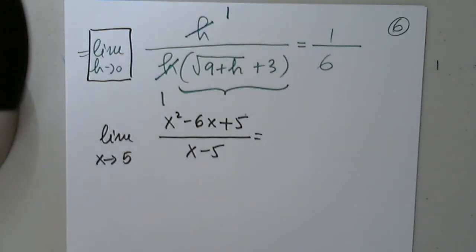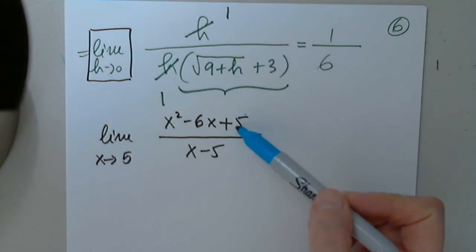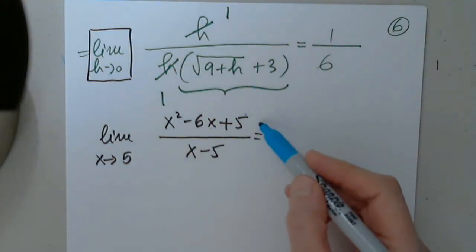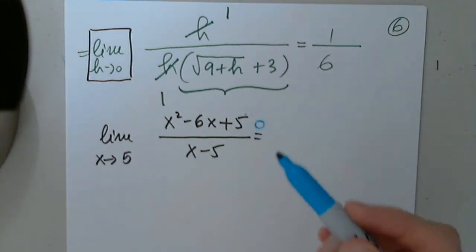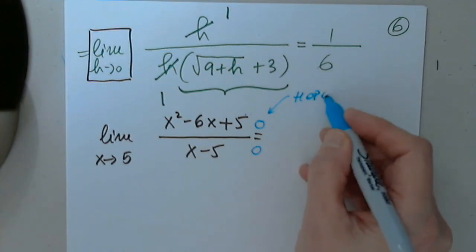It would be a negative over 0. So 25 plus 5 is 30. Negative 6 times 5 is negative 30. So we get, sorry, 0 over 0. No worries, and the denominator is 0. We like this because there is hope.